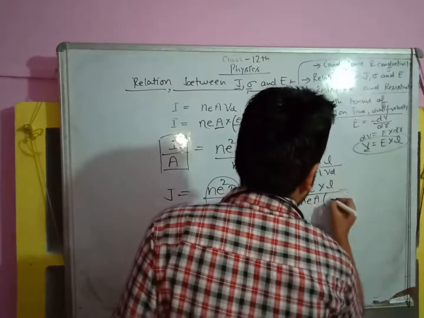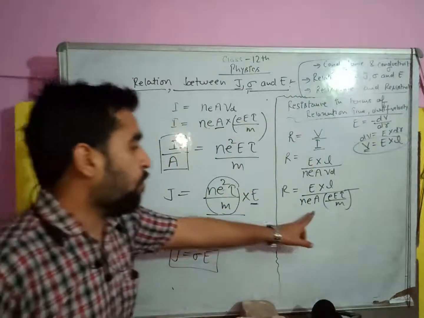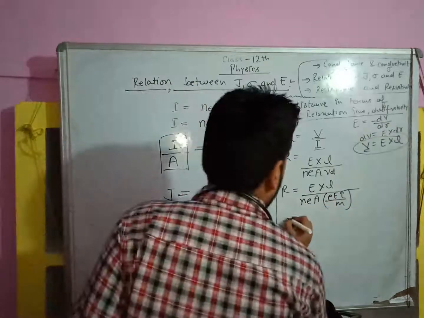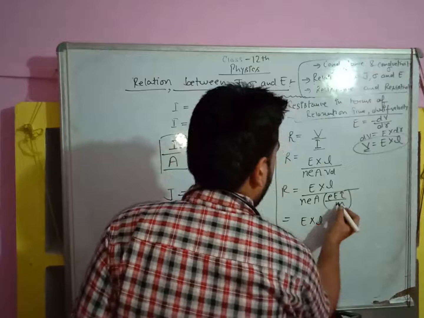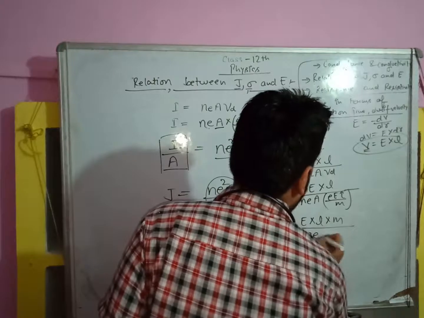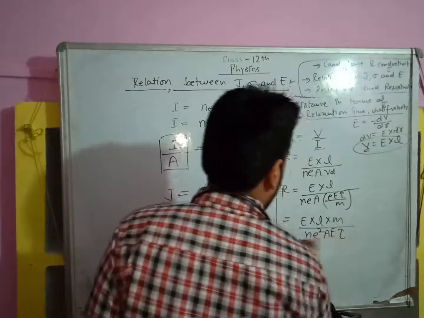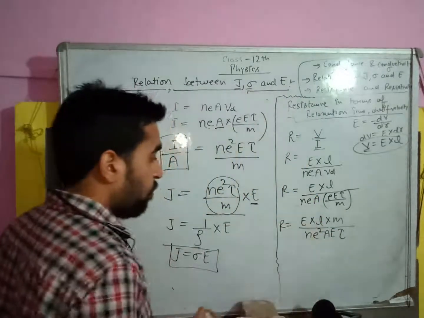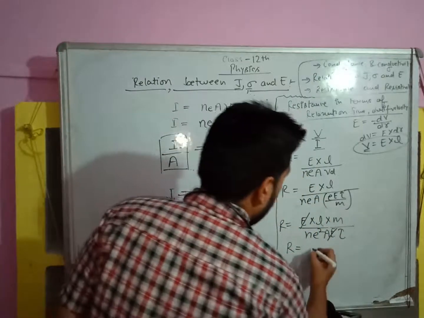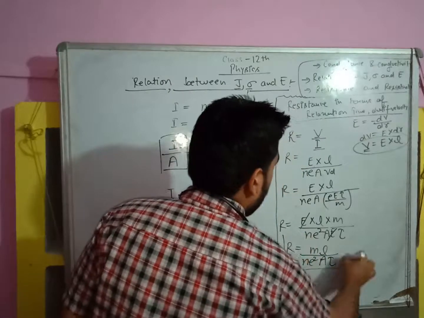In place of v_d, we can substitute eEτ/m. This is the value for drift velocity, the final expression. Now students, you can see the E into L. E in the numerator and denominator gets cancelled, so it will be m multiplied, and E into E will be E², and A, τ. Fine. This is the value of resistance. Now you can see electric field and electric field get cancelled out. So resistance will be equal to mL upon nE²Aτ. This is the value of resistance.